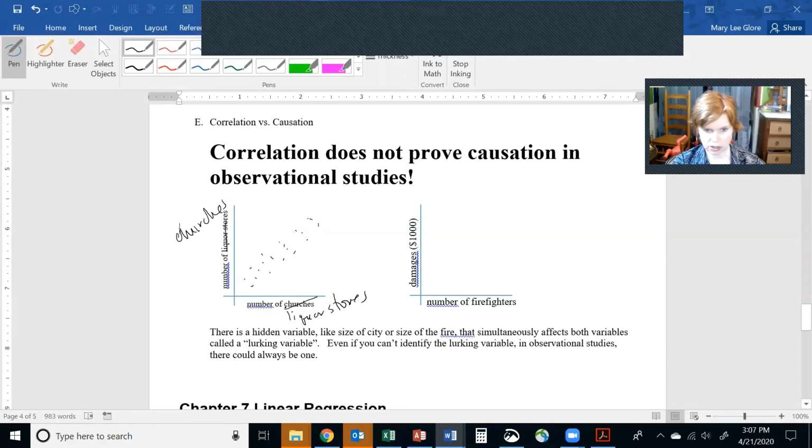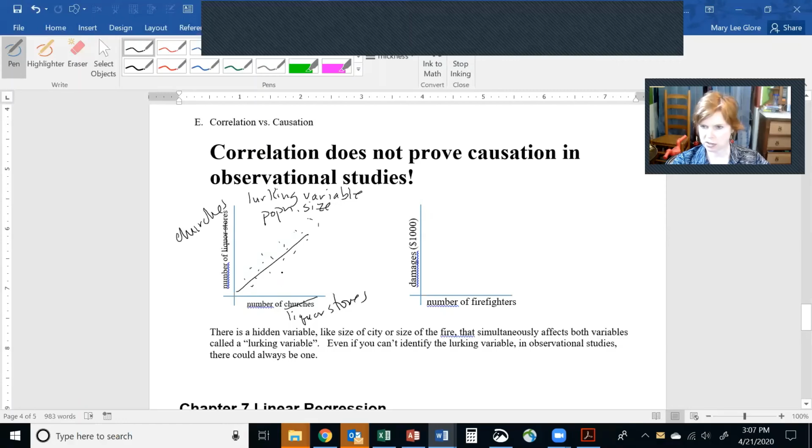So why would you have more churches, you have more liquor stores? The lurking variable here, which is a variable we're not looking at in the graph, but explains the graph, would be population size, since we have another definition for population. So if I have a large city, I'm going to have more liquor stores and more churches. Because I see this big linear relationship, I cannot just imply that it must be causal.